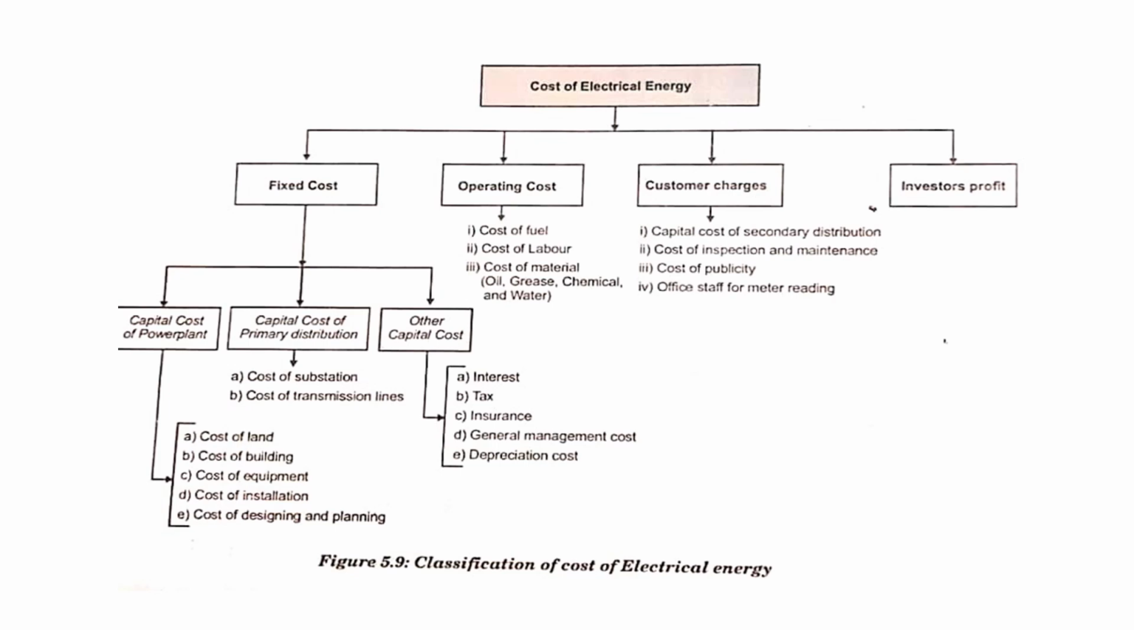Third cost is customer charges: capital cost of secondary distribution, cost of inspection and maintenance, cost of publicity, office staff for meter reading. Those are directly related with customers. Last one is investors' profit. If they are selling the shares, the customers or investors will buy the share and get the profit. So all those four major divisions, fixed, operating, customer, and investors' profit, put together will come as cost of electrical energy.